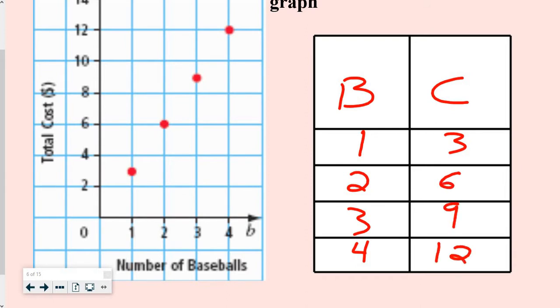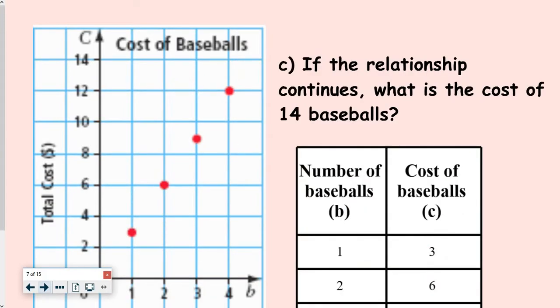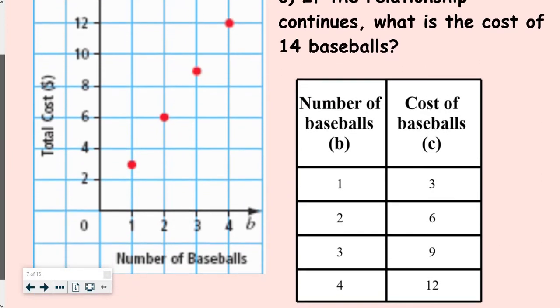If we follow along, the cost of 1 baseball equals $3. The cost of 2 baseballs equals $6. 3 baseballs equals $9. And 4 baseballs equals $12. So our chart tells us how much everything costs. So if the relationship continues, what is the cost of 14 baseballs?